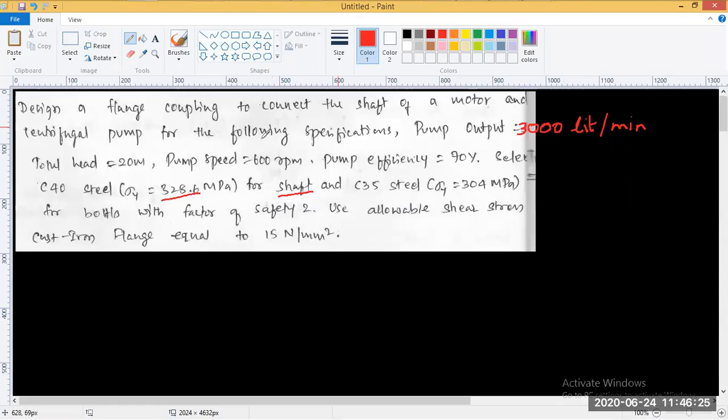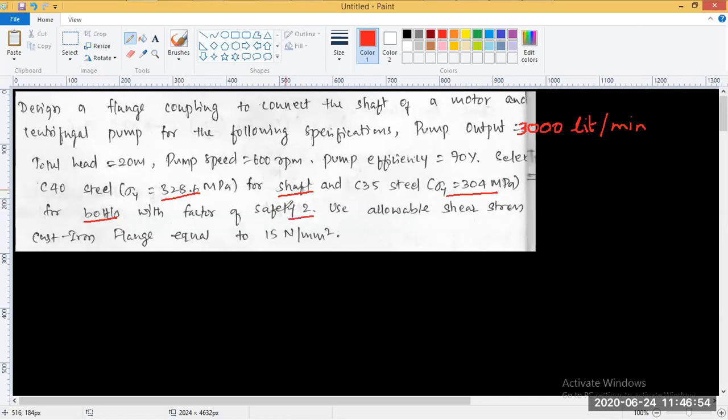Continuing with this: pump output 3000 liters per minute, total head 20. Head is the height to which it is pumping. Pump speed is 600, efficiency 70%. Select C40 steel for the shaft, that is 328.6 megapascal, and C35 steel, 304 MPa, for the bolts. Usually metal properties will be given. This value is for bolts with factor of safety too.